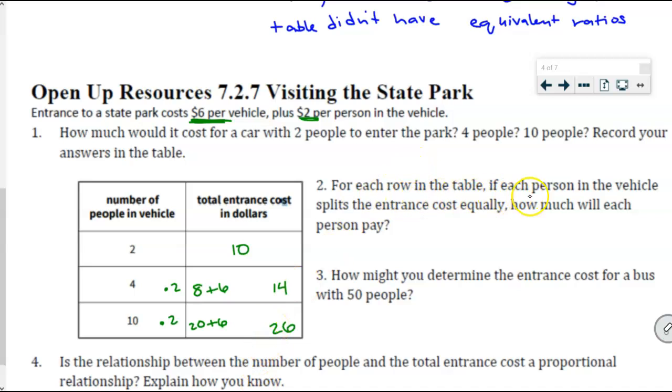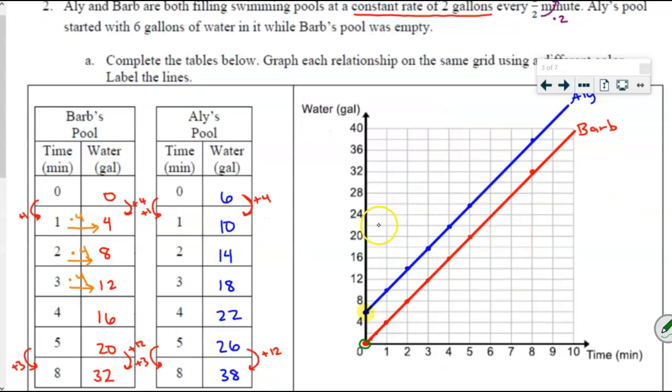For each row in the table, if each person in the vehicle splits the entrance cost equally, how much will each person pay? I want you to understand what that's really asking. What it's asking is look at the relationship in the table a little bit differently than we have before. Or maybe we have, we just haven't emphasized it. So to make sense of that, I want to come back to this problem here.